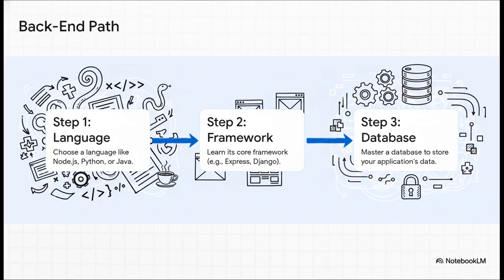Now, the backend path might seem intimidating, but you can really boil it down to 3 simple steps. First, pick a language. You could stick with what you know and use Node.js, which is just JavaScript on a server, or you could try something different like Python. Second, you learn a framework for that language, like Express or Django. Think of frameworks as pre-built kits that save you from having to build everything from scratch. And third, you master a database. This is where all your app's data is going to live.